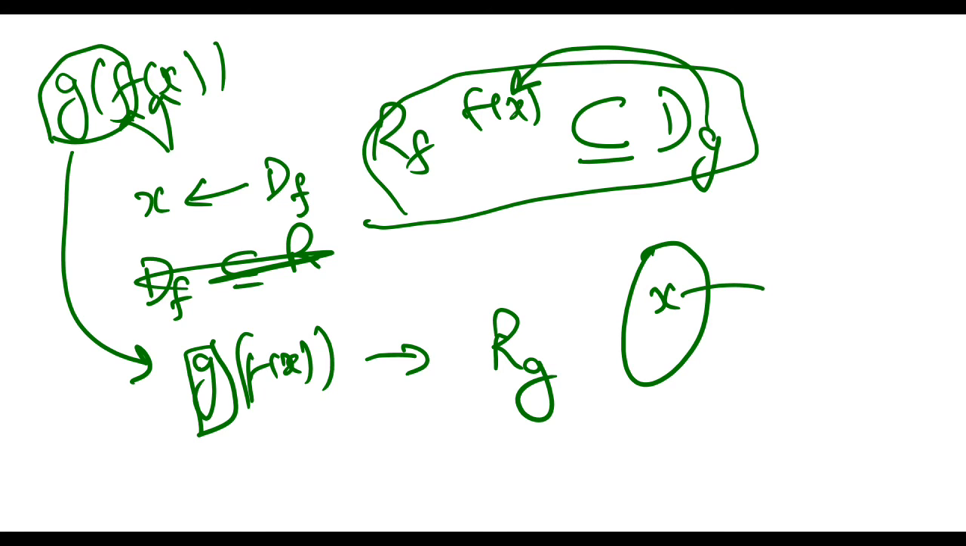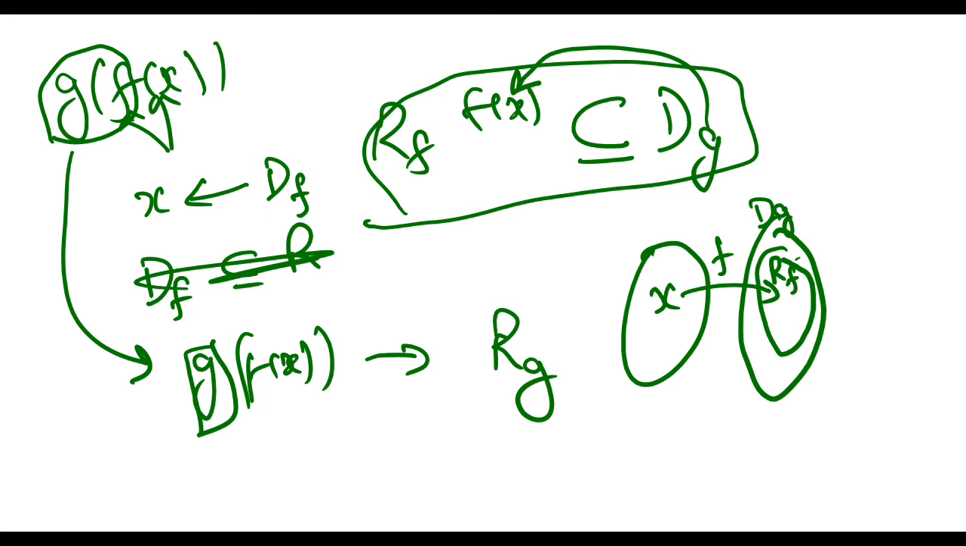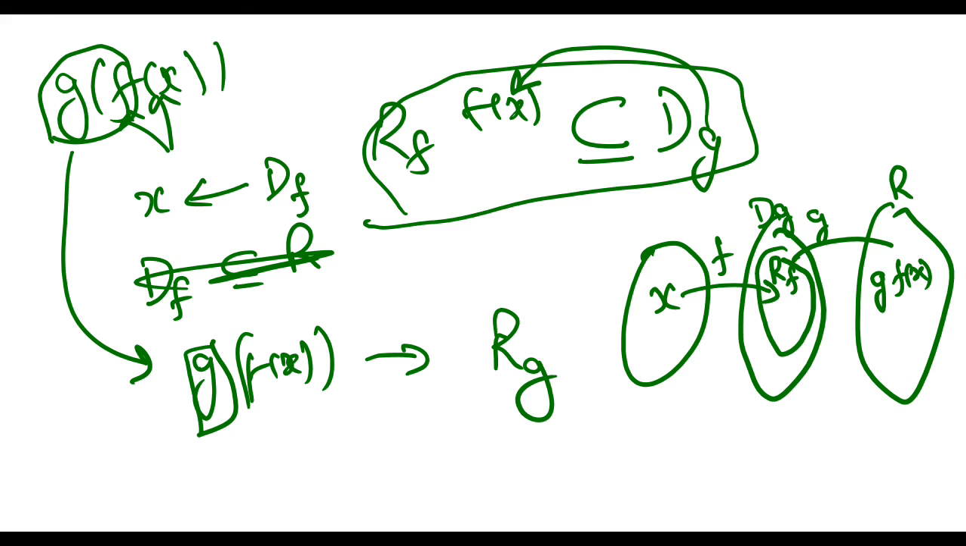So the mapping diagram would look like this. You start with x, you do f first, so you go into the range of f, and then you see that the range of f is a subset of the domain of g, and then you do g on that, and then you get g of f of x, which is going to be in the range of g. Hope this is clear.